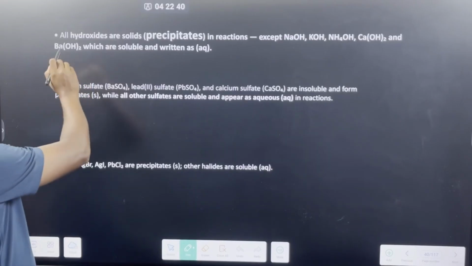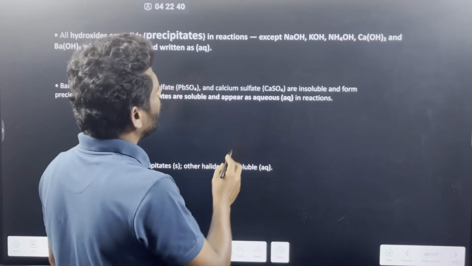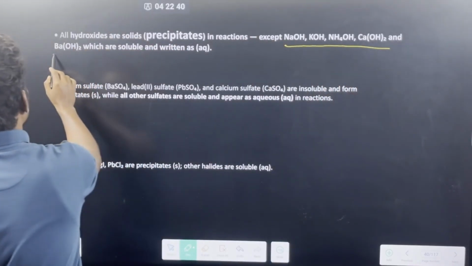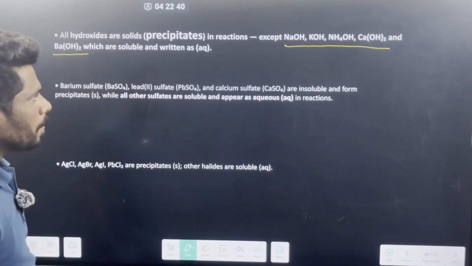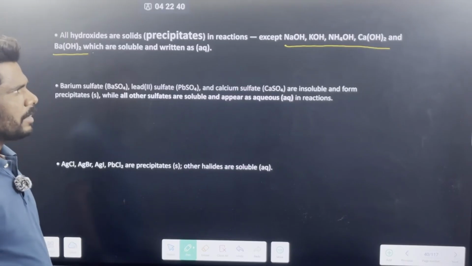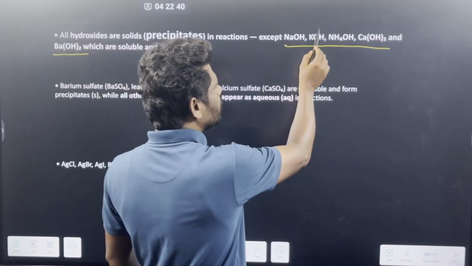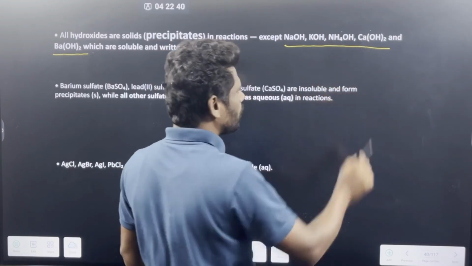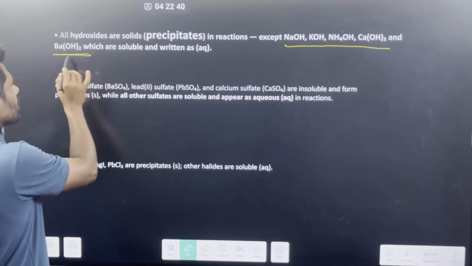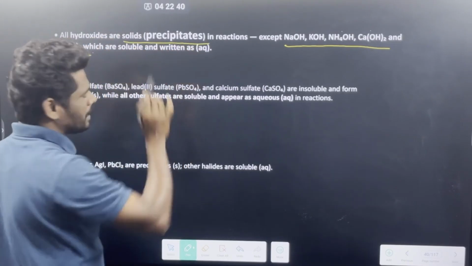Now simple, all hydroxides are solids in reactions except those of sodium hydroxide, potassium hydroxide, calcium hydroxide and barium hydroxide. As we have said already, in the reaction all are precipitates, all are solids actually. Then which hydroxides are soluble, sir? Whenever you see sodium hydroxide, potassium hydroxide, ammonium hydroxide, calcium hydroxide, barium hydroxide, these are aqueous. Any other hydroxide is a precipitate.